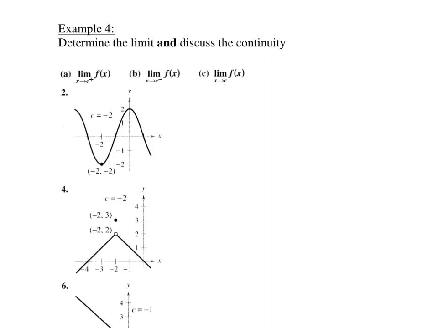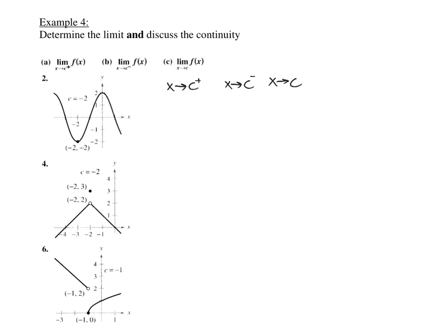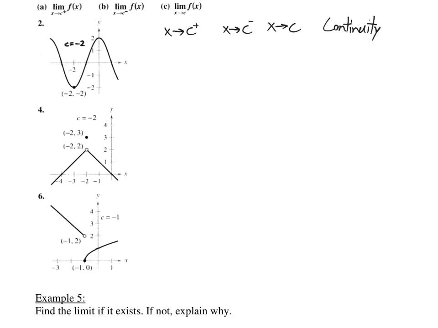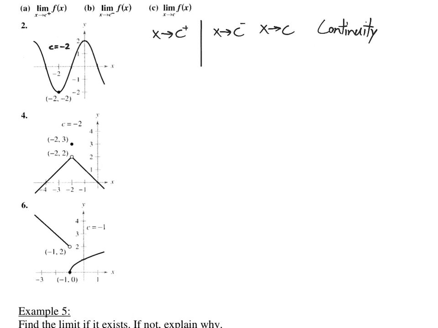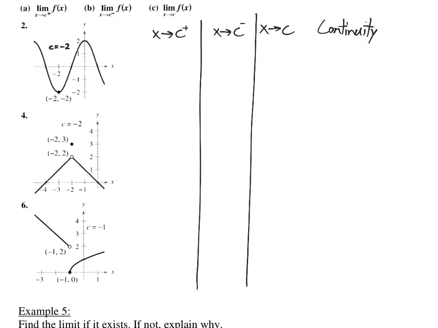So we can even make ourselves a little table here. x approaching c from the right, x approaching c from the left, and then x approaching c, and then it says discuss the continuity. Basically, when they're saying discuss the continuity, we're simply asking, is it continuous at that value that we're looking at? In our case, we're looking at the value c equals -2. So it's the limit as x approaches -2 from the left, from the right, and together. So we'll make ourselves this table.